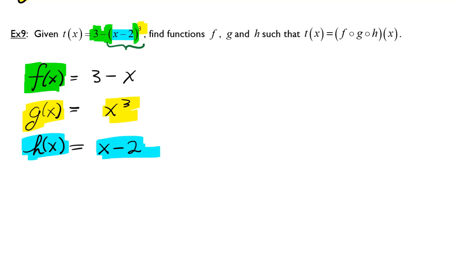I think it's important to remember that when you're working on these, it's not always obvious which pieces will work and which pieces won't. So if you try putting these back into a composition, sometimes that can be the fastest way to check to see if you've created 3 separate functions that when composed give you what was asked for.